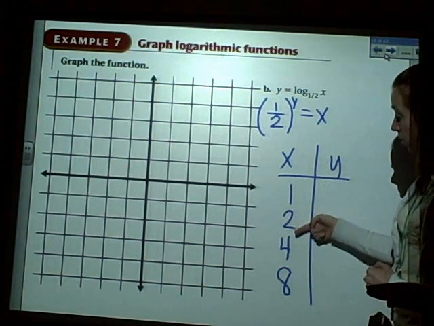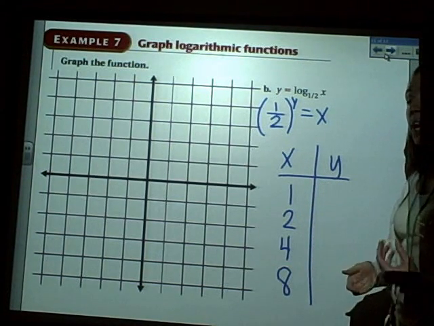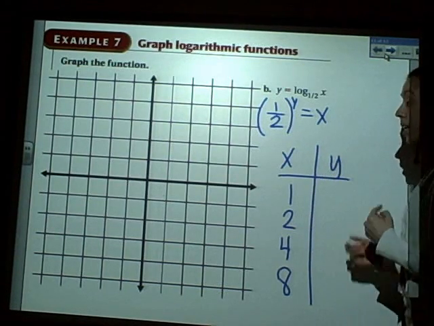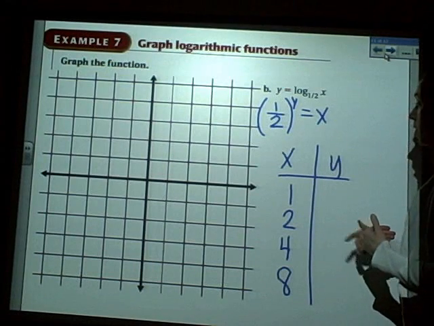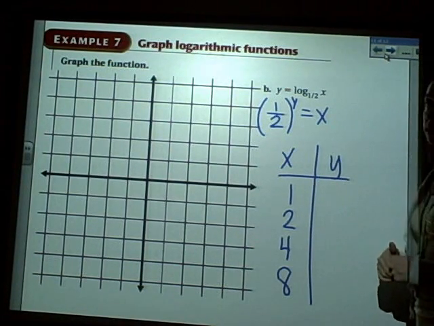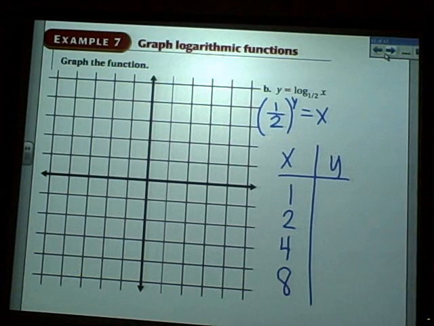We picked 1, 2, 4, and 8. So now we want to put 1 in for x, 2 in for x, and ask ourselves that question. 1/2 to what power will give me 1? Okay, so take a minute and try that, and we will post the answers in just a second.